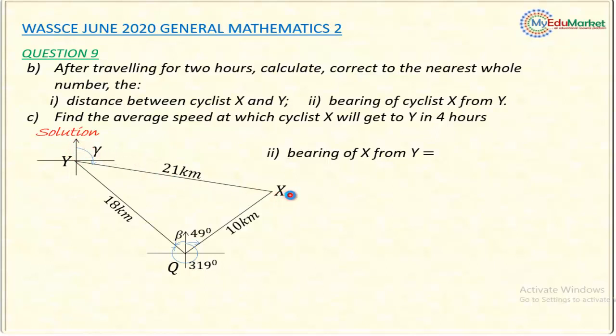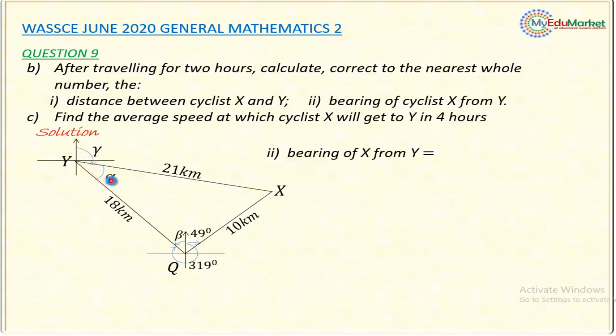So this bearing of X from Y will be nothing but this angle gamma. The angle gamma is the angle from the north line to the line linking Y to X. So if I can find this angle gamma, it will simply be the bearing of X from Y. Let me see what I can do to get this angle gamma. If I can get this angle inside the triangle that I call alpha, I'm going to use it to enable me get gamma.